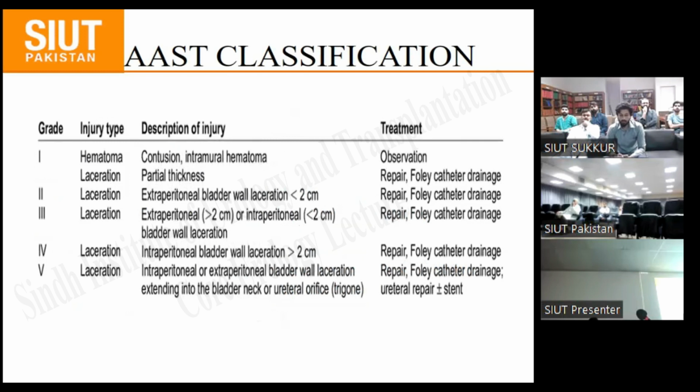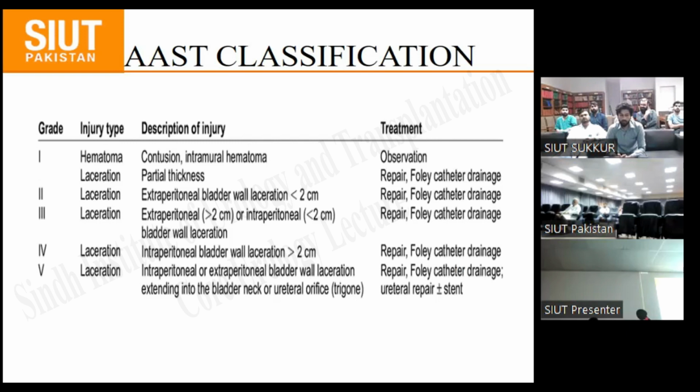In grade 2 injury, the laceration is extraperitoneal and it is less than 2 centimeters. In grade 3 injury, the extraperitoneal laceration will be more than 2 centimeters, or an intraperitoneal laceration will be there less than 2 centimeters. Both of these will come in grade 3 injury. In grade 4, the laceration would be intraperitoneal, large, and more than 2 centimeters.